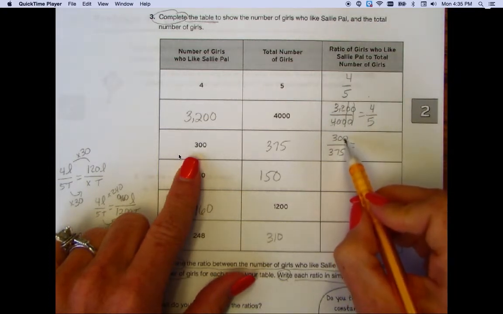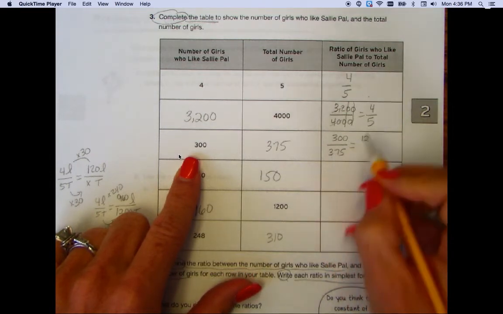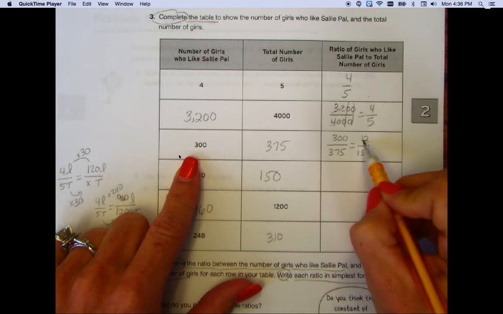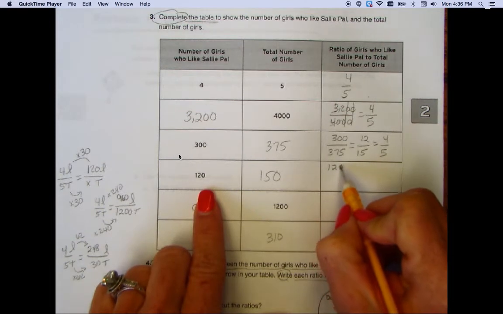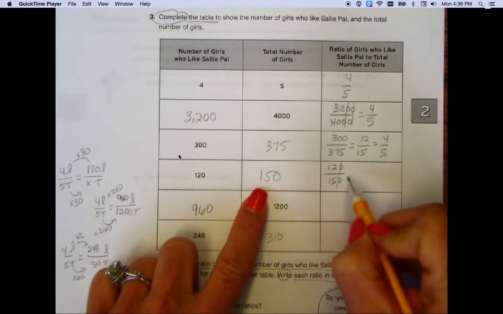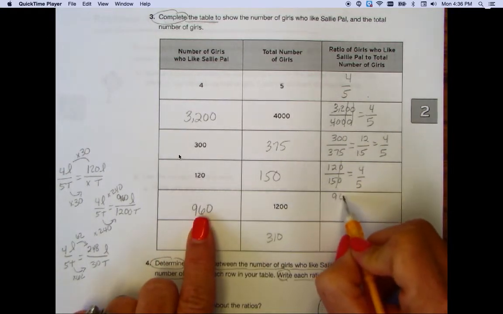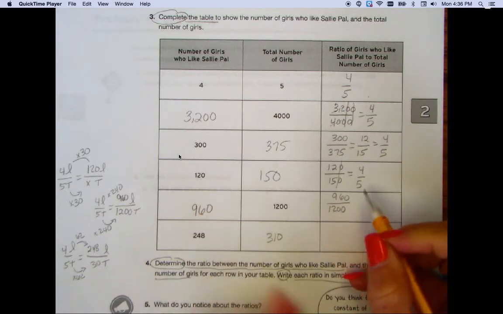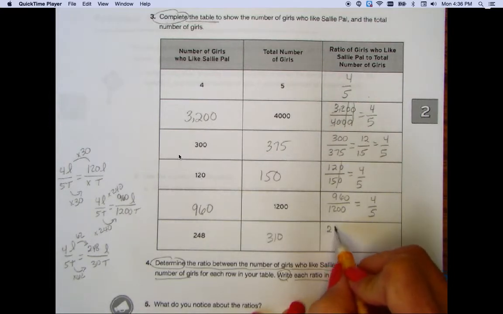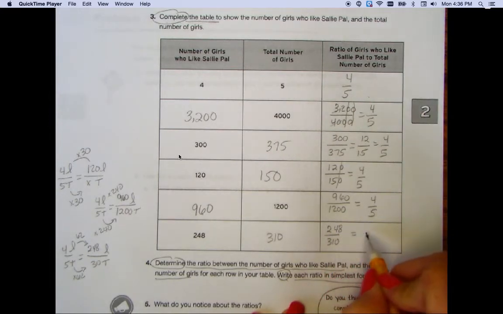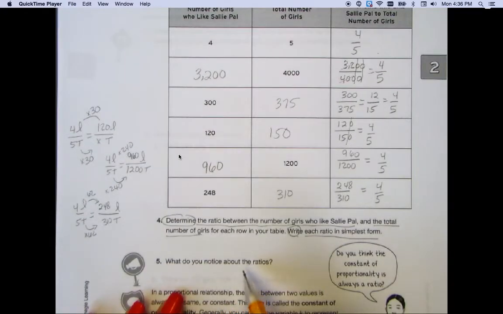I know that 25 goes into here 12 times, I know 25 goes in here 15. I see 3 goes in here 4. 3 goes in here 5. 120 over 150. I get down to the same ratio I had here, so I know this is 4/5. 960 over 1,200. I think by now we can pretty accurately predict that these are going to simplify all the way down to 4/5. So what do we notice about the ratios?